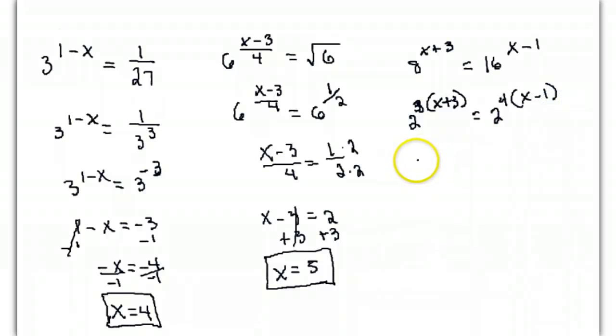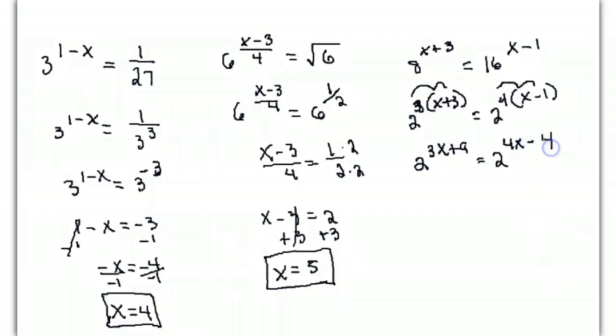So what you're going to end up having is 2 to the 3x plus 9, because you bunny hop the 3, and you bunny hop the 4. And that's going to be equal to 2 to what power? Minus what? Minus 4. So the bases are the same. What does that mean? Drop them. So the next step would just be 3x plus 9 equals 4x minus 4.